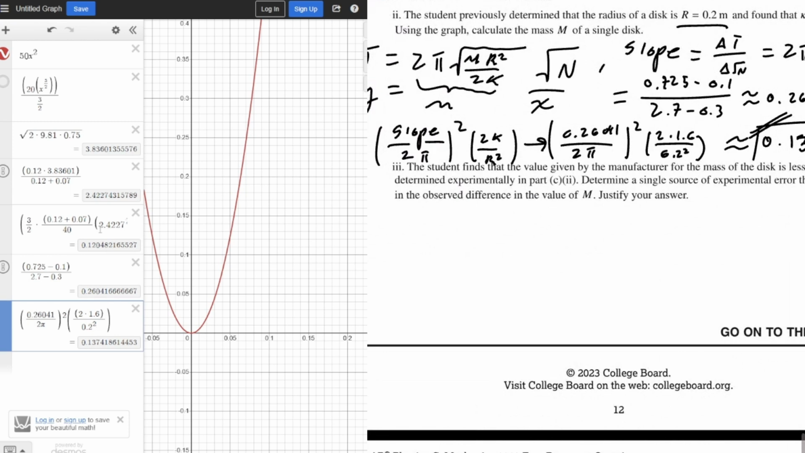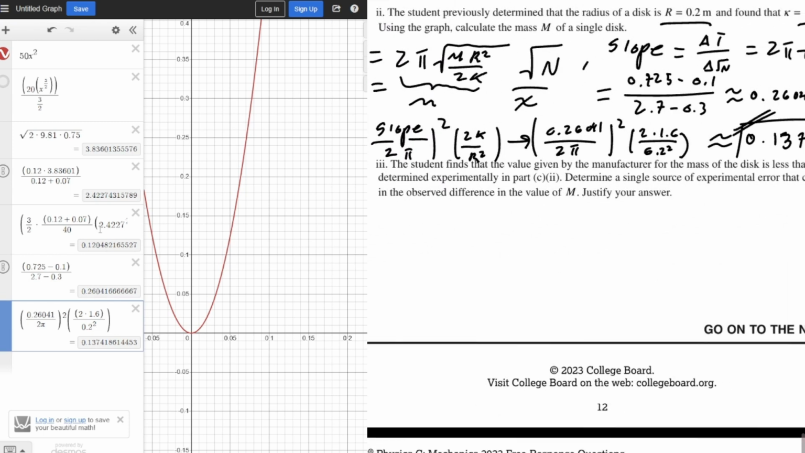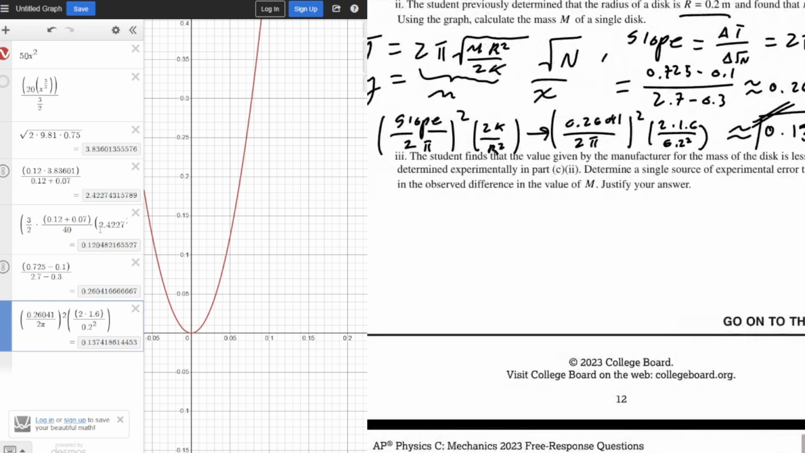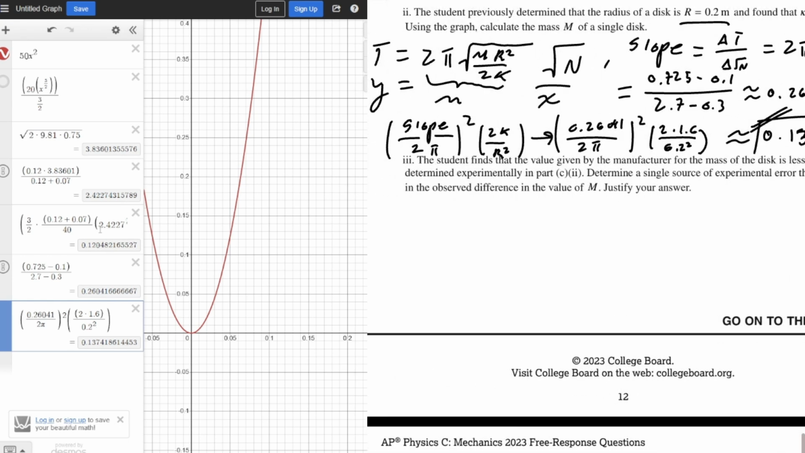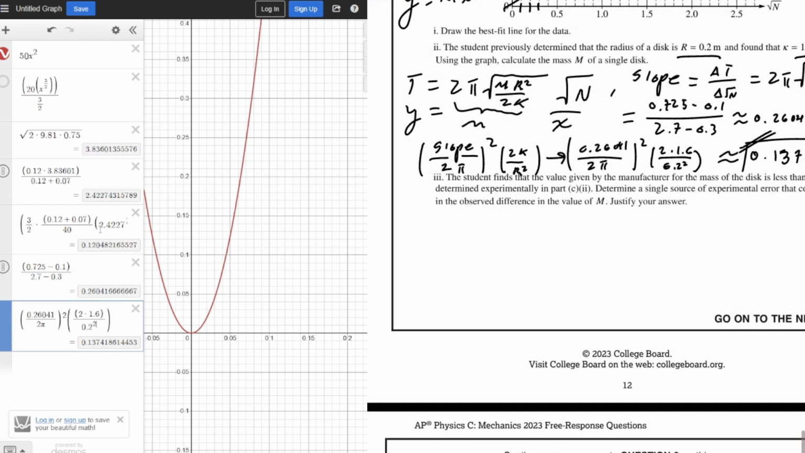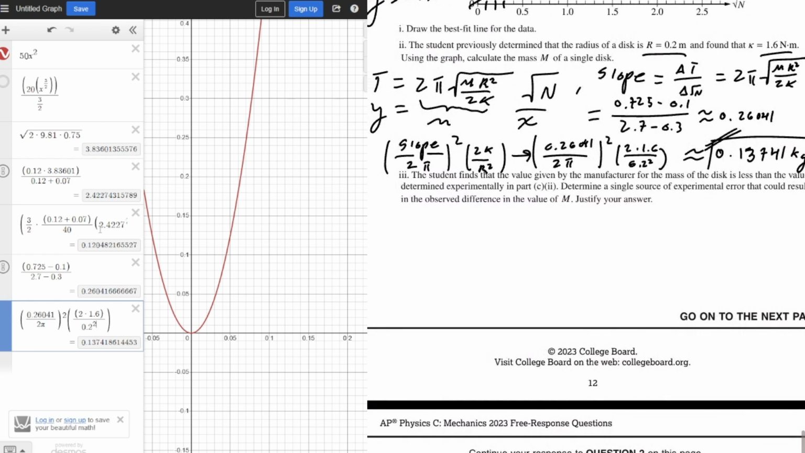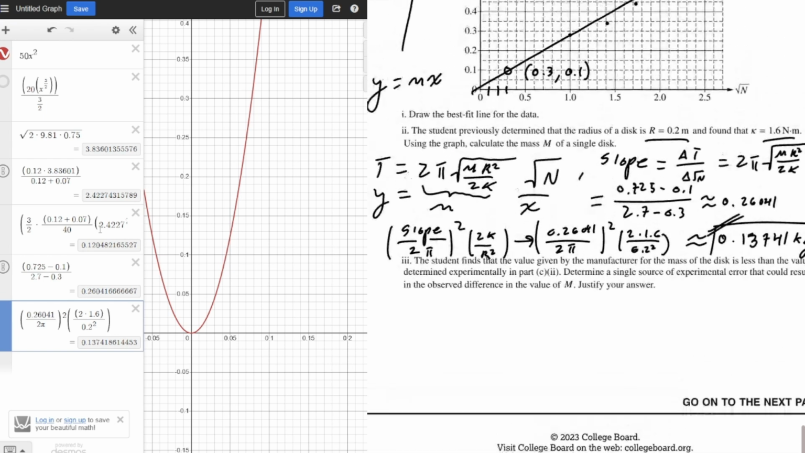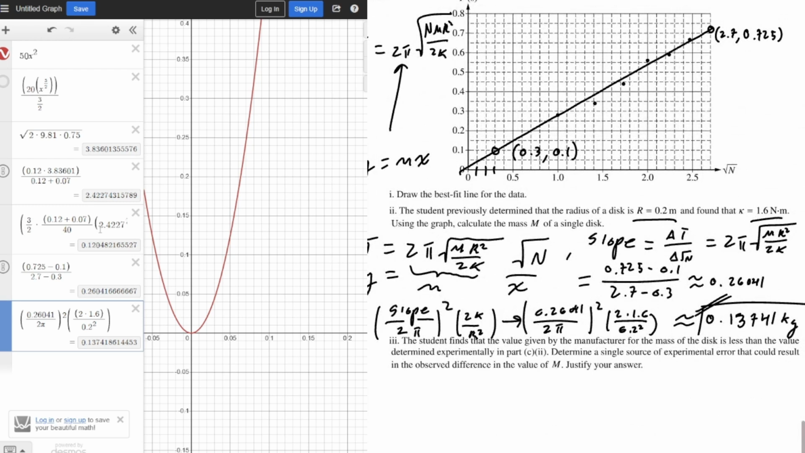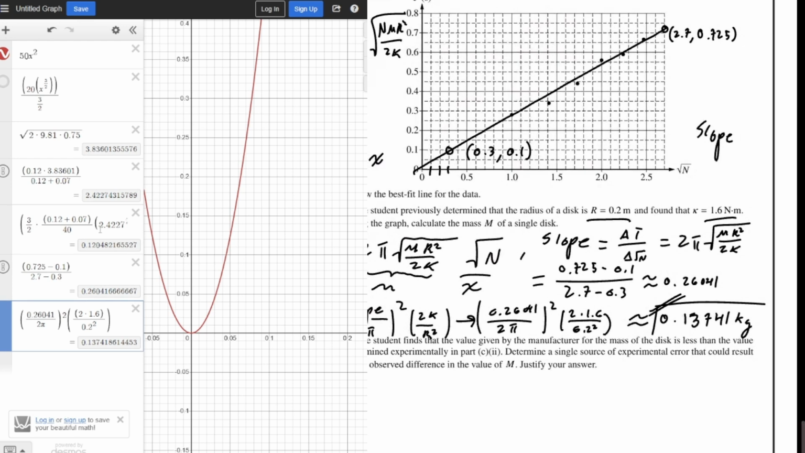All right, next question. The student finds that the value given by the manufacturer of the disc is less than the value determined experimentally in part C2. Determine a single source of experimental error that could result in the observed difference in the value of m. Okay. So a single source of experimental error that could result in this, we just have to realize, okay, sorry, it says the mass of the disk is less than what it was. So how does slope relate to mass? We have to think about it, because the slope was on the top side of the equation. So it's directly proportional to mass. So what could have changed slope?